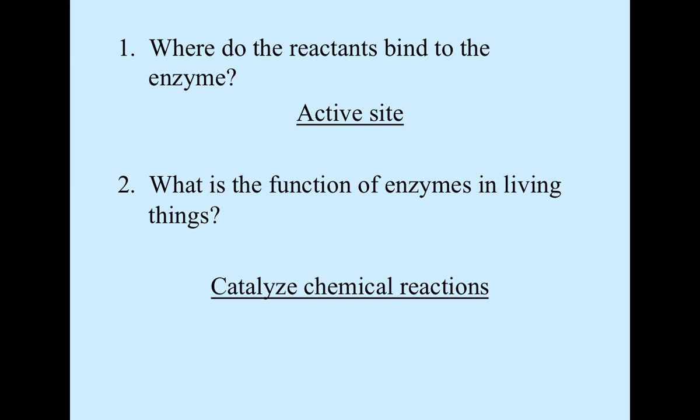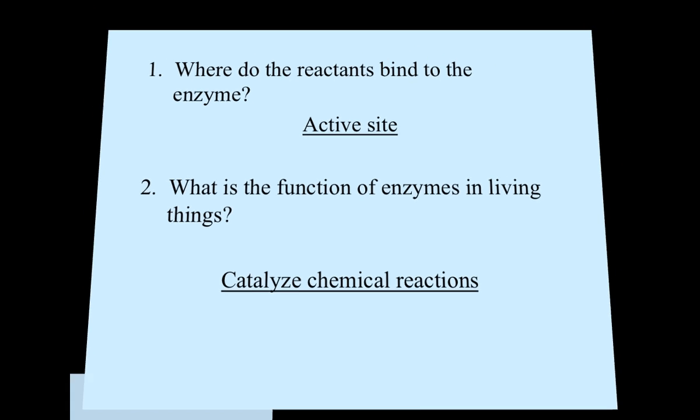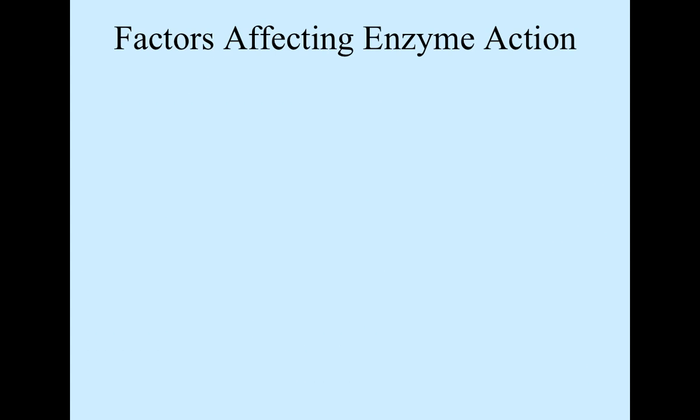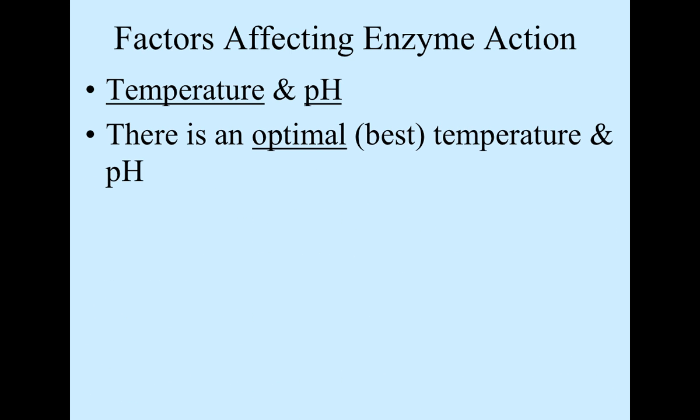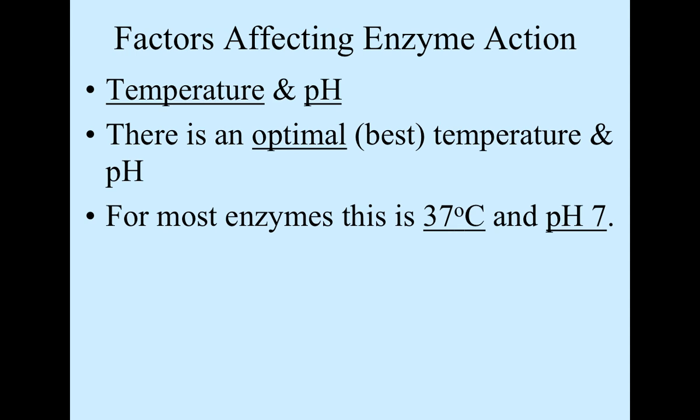Now, back over in your notes, there are a couple of things we need to keep in mind with regards to enzyme action. Enzymes can be affected by conditions inside of the body. The two main ones are temperature and pH. What you have to understand is that there is a best temperature, an optimal temperature, and an optimal pH for enzymes to work in. For most enzymes, this is 37 degrees Celsius, which is our body temperature of 98.6, and a pH of 7, which is about neutral.